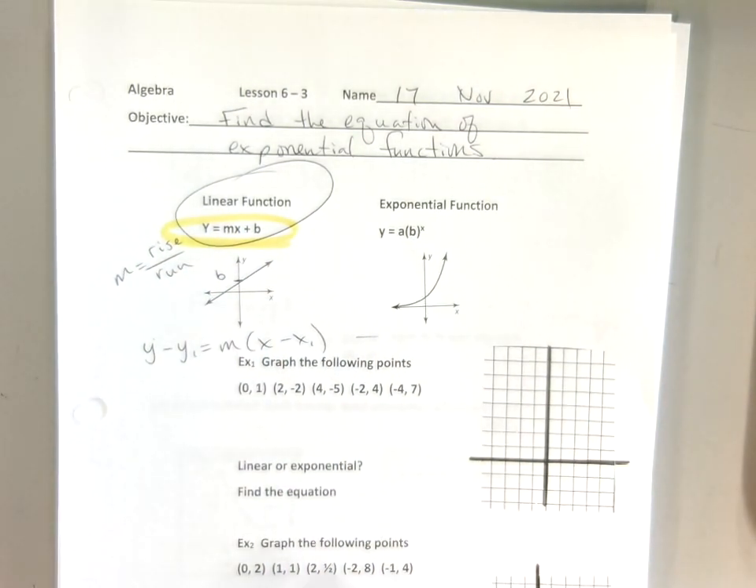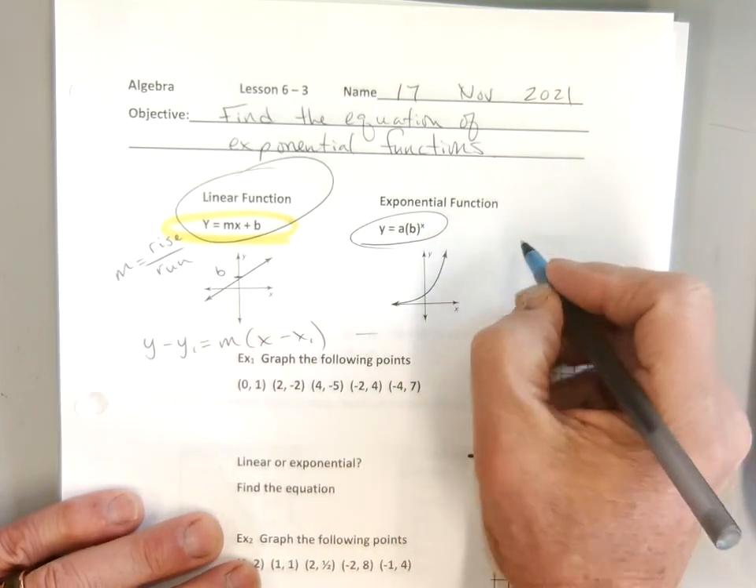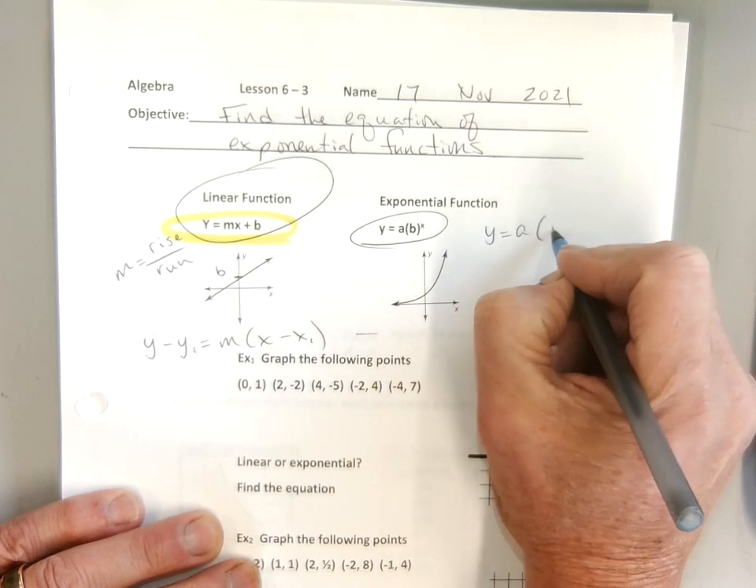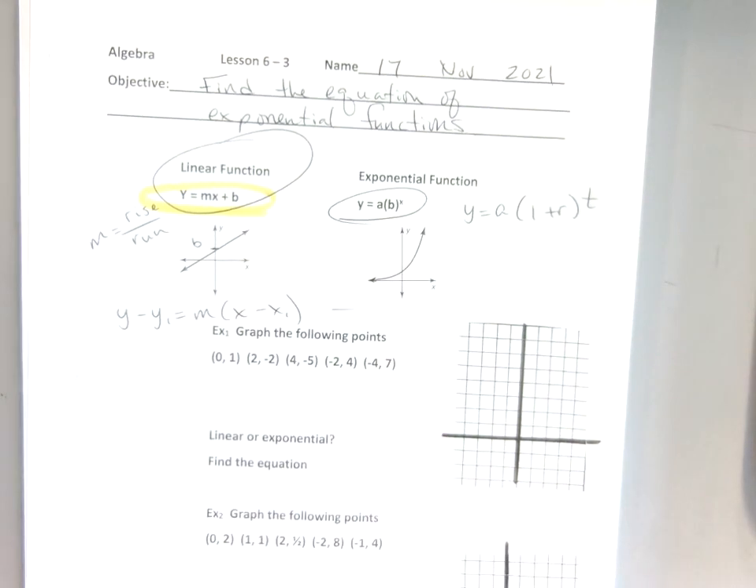Exponential is different. It curves. It has the J shape, right? And it has this equation, or this equation. 1 plus r to the t, depending, okay? So, when do you use one and when do you use the other?